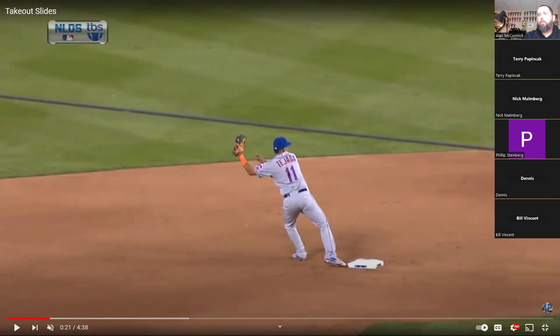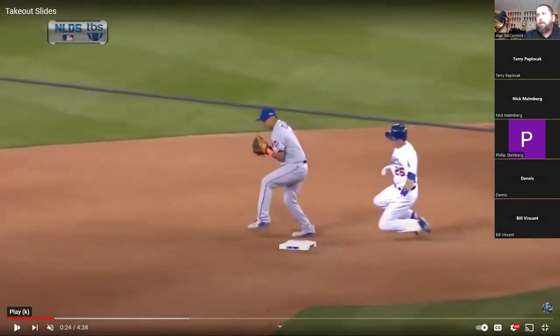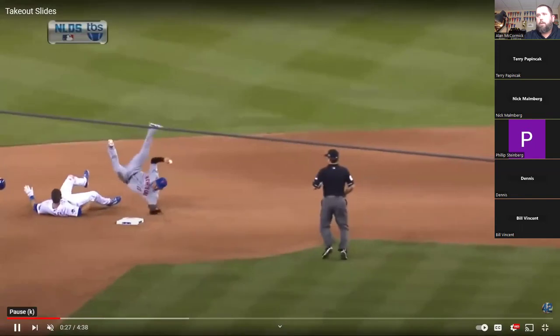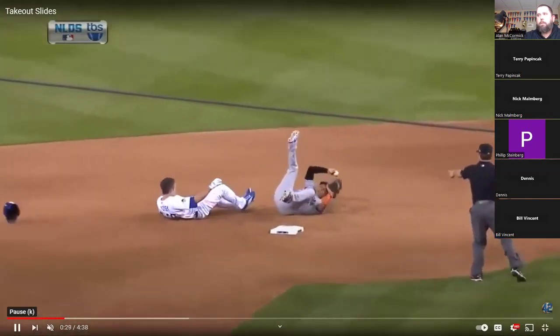Okay, so the things that are wrong with this, right? He doesn't slide legally. He doesn't slide directly into the base. The contact wasn't late. He's trying to injure, he makes contact above the knee, all those kind of things. So there's a lot wrong with that. That one's a pretty obvious one.